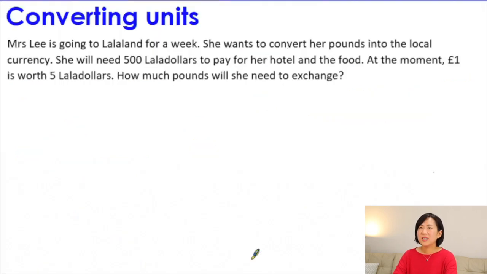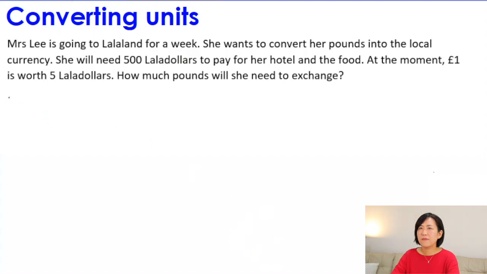Now this is a converting unit question. The converting unit question can be about the weight or capacity or height and anything. And this is all about the money. So Mrs. Lee is going to La La Land for a week. She wants to convert her pounds into the local currency. She will need $500 to pay for her hotel and food. At the moment, £1 is worth $5. How many pounds will she need to exchange?